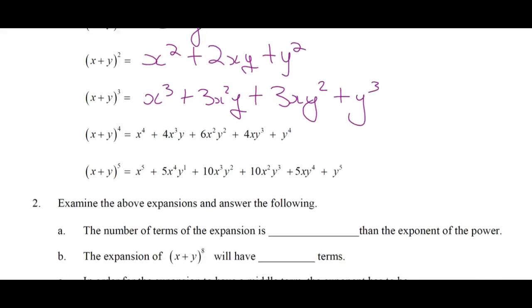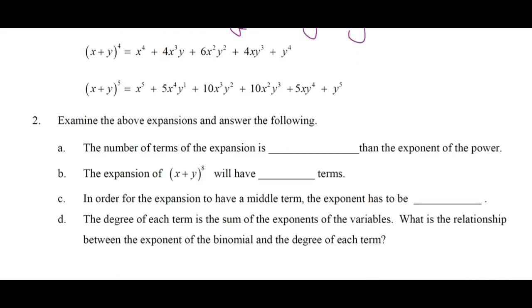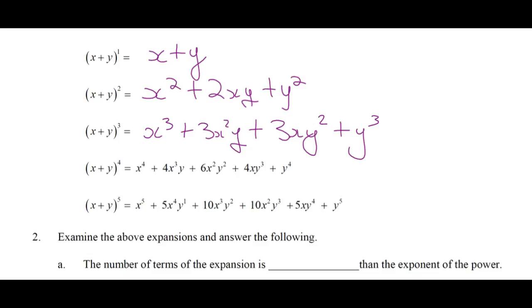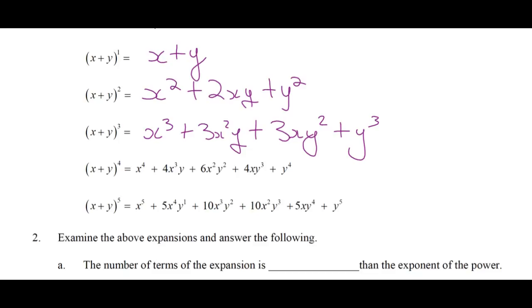And then we start looking at patterns, so let's look at this. Number of terms in the expansion is blank, then the exponent of the power. So to the 1 we've got, to the 2 we've got. So how does the number of terms in the expansion compare to the power? 1 more. It is 1 more than the exponent.